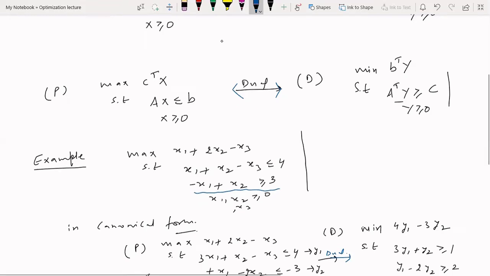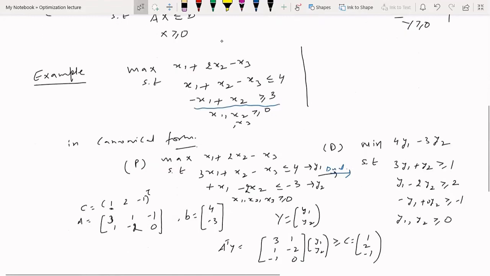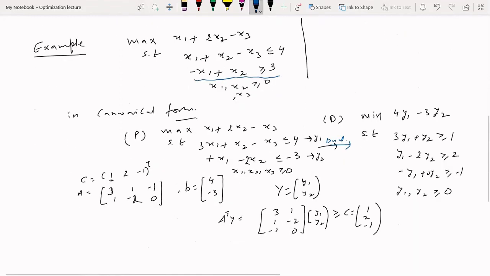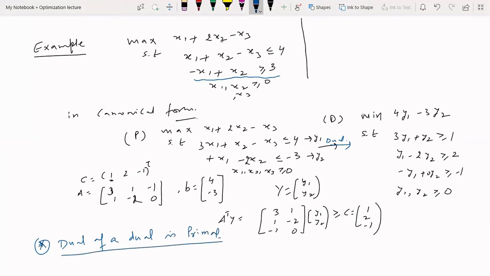So I can note here that the dual of a dual is primal. You take the dual of the problem, then you again take the dual of the same problem, and you will get the original primal problem.